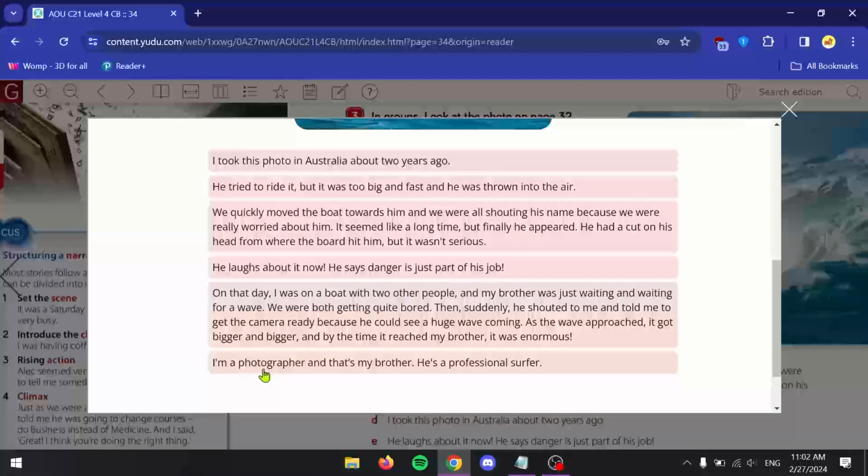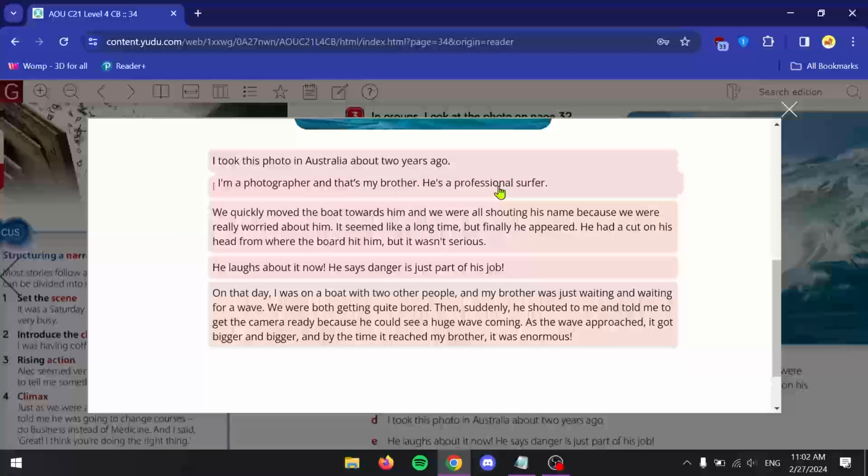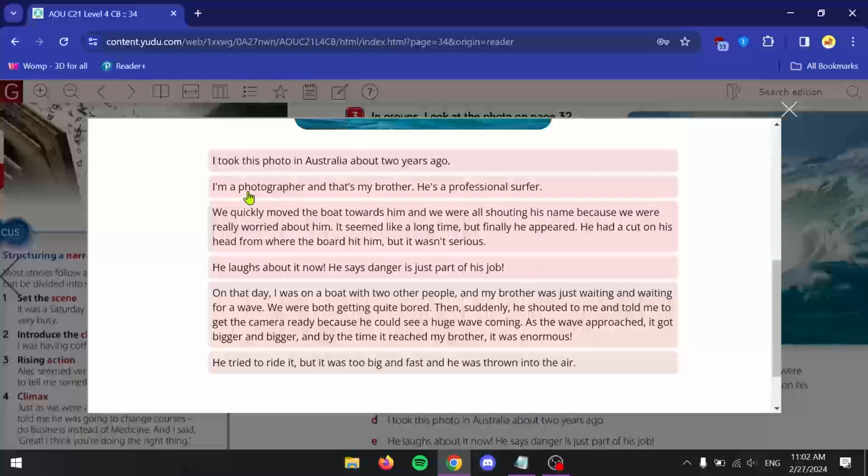So I'm a photographer, and that's my brother. He's a professional surfer. So this is us introducing the characters. Next, we need rising action. So rising action would be quickly move the boat towards him. We're all shouting his name because we were really worried about it.